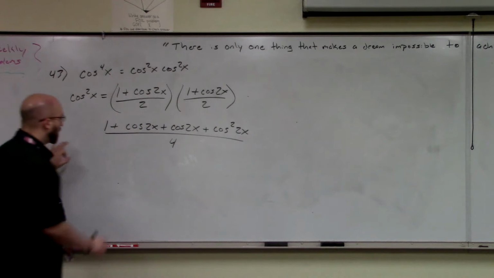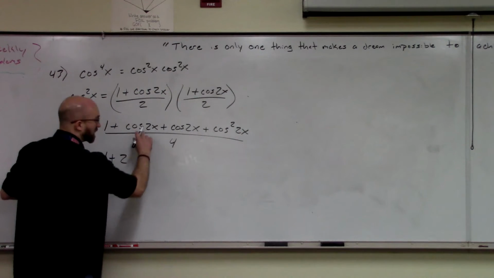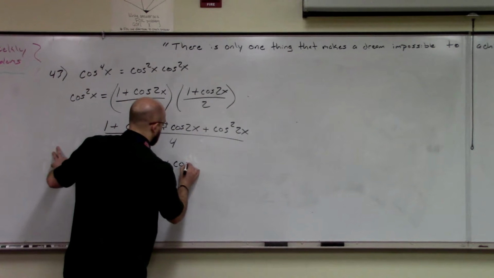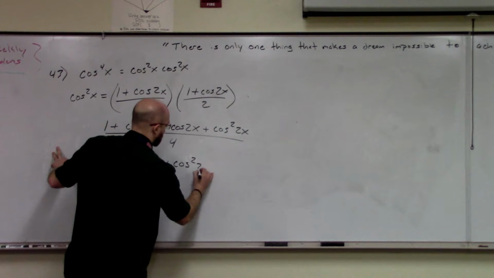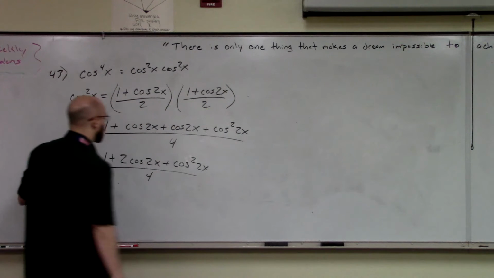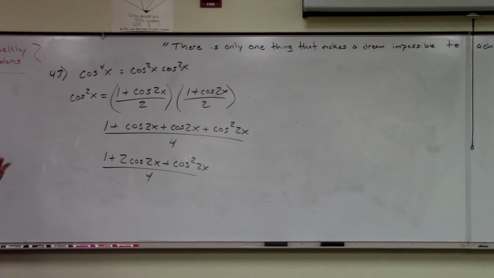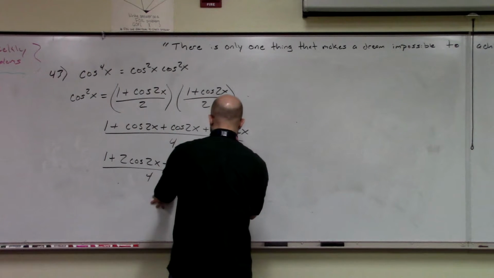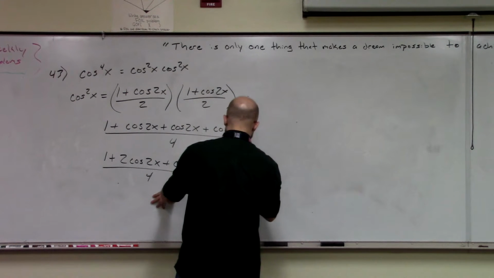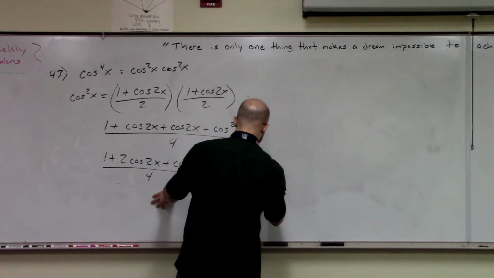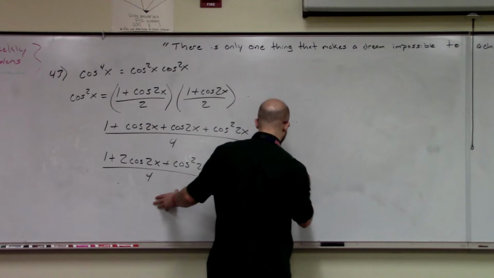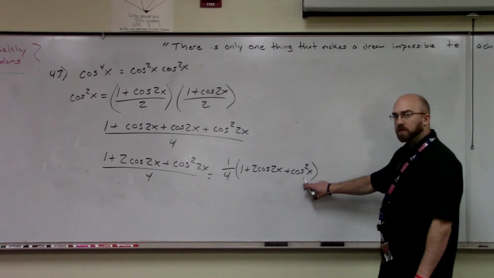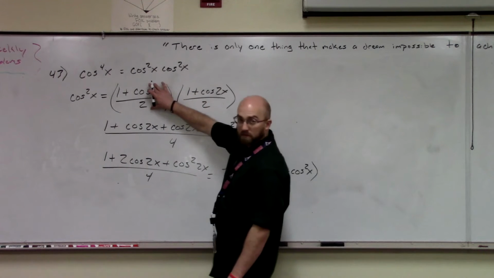Okay, we can rewrite this now as 1 plus 2 cosine 2x plus cosine squared 2x, because I have 2 of those, all being divided by 4. Okay, we're not done now because we actually created another power. First, before I do this, I'm going to go ahead and pull out that 1/4. So we get that. We need to reduce down this cosine squared x. That's just this, so substitute it in.